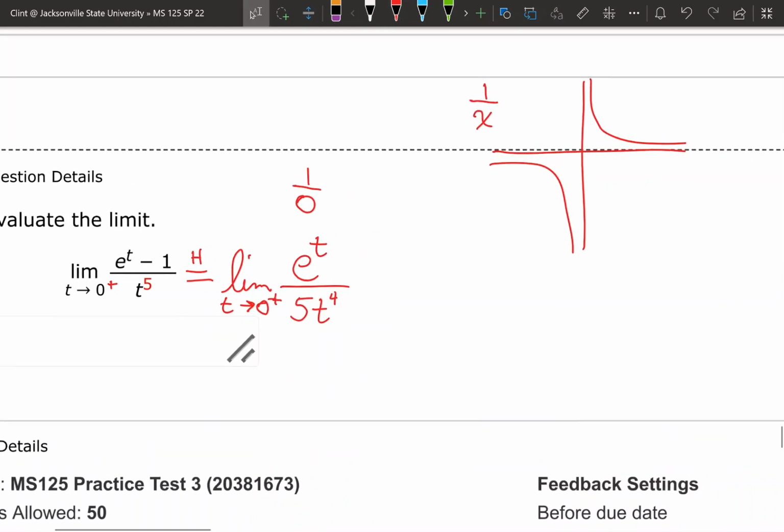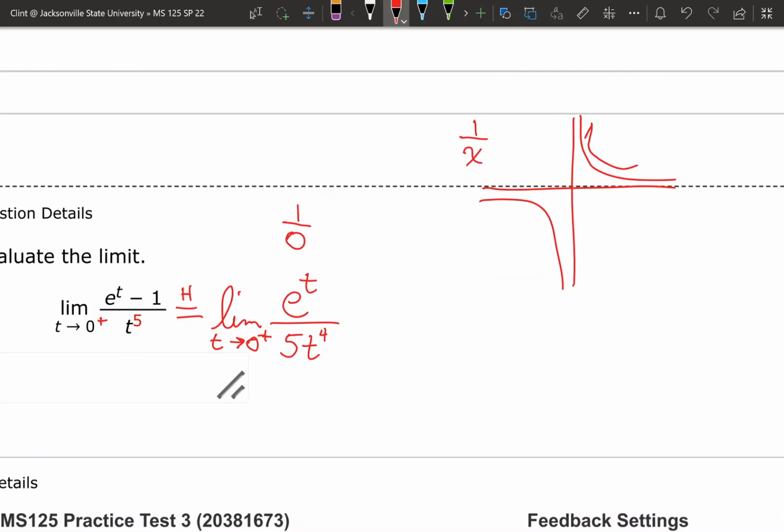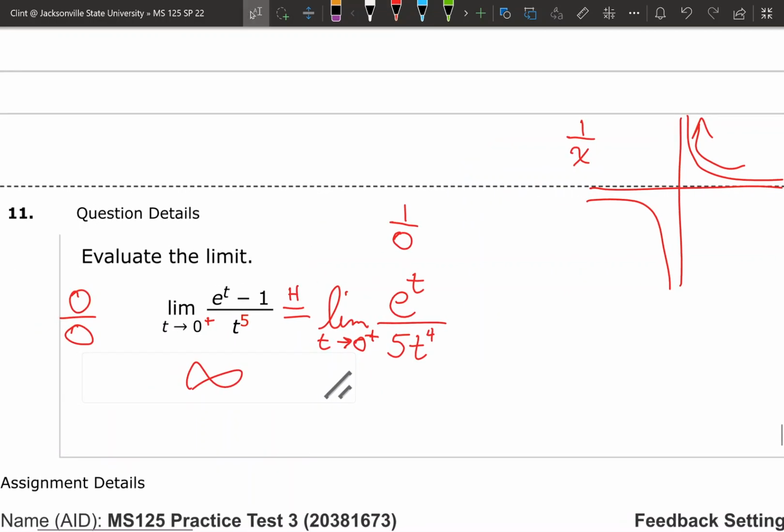We're approaching from the right. This one? Yeah. So got the answer without the plus is infinity, but I don't think that. I'd have to check that. I may be missing something there.